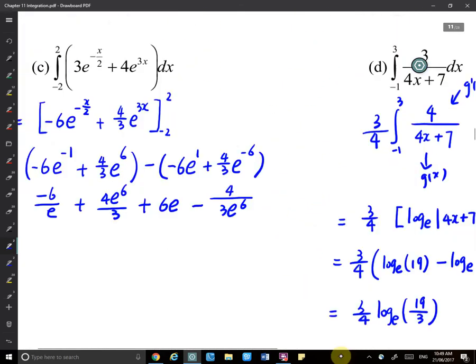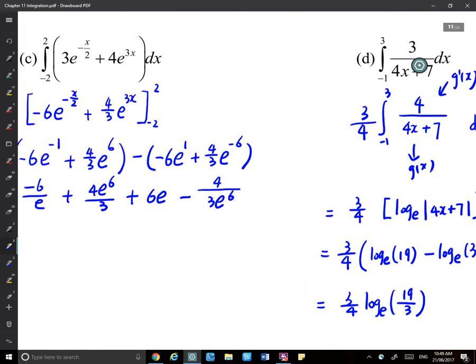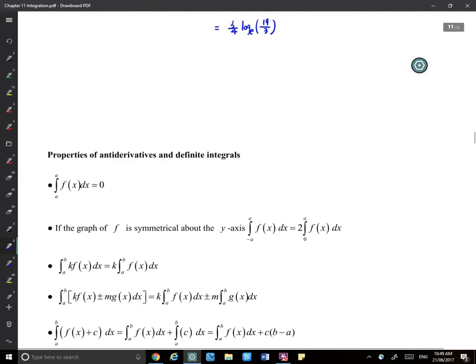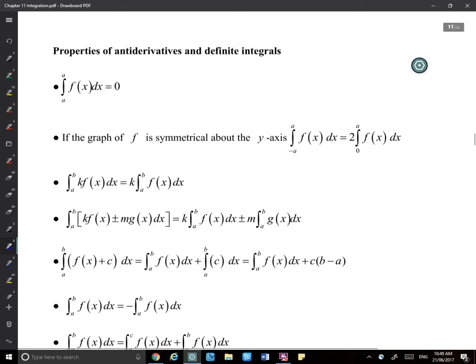Okay, now we start to talk about some properties of this kind of equation. So what kind of properties will you have? It's talking about the area under the curve.